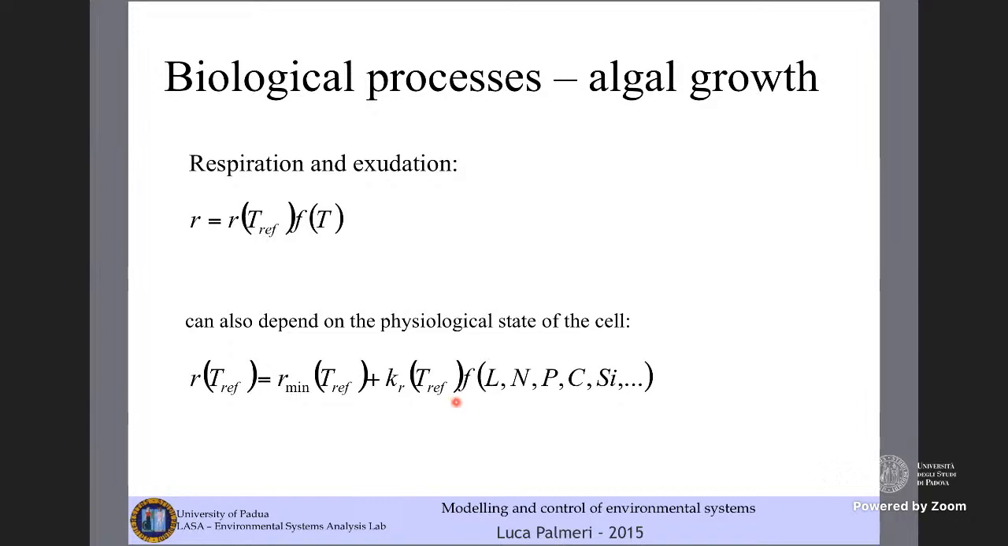And I recall again that these f are functions that have a value between 0 and 1. When you have f equal to 1, you have no limitation at all, so the system is performing at its maximum possible rate. When f is 0, you have total limitation, so the system is not performing at all.